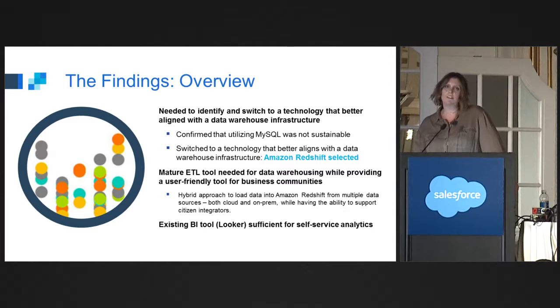So at the end of the assessment, here's what we decided our go-forward path needed to be. MySQL was not sustainable for us as a data warehouse, and so we chose Amazon Redshift. We felt that better aligned with the data warehouse infrastructure. And then when we looked at what we would use for our ETL tools, we landed on a hybrid approach to load our data using both Informatica Cloud and Informatica's on-premise tool.